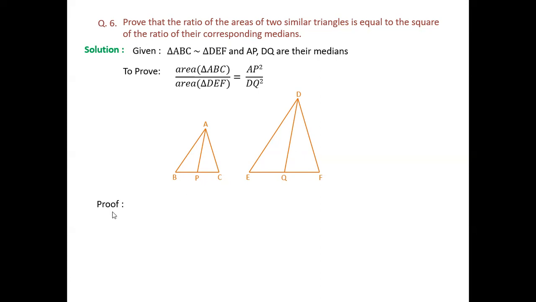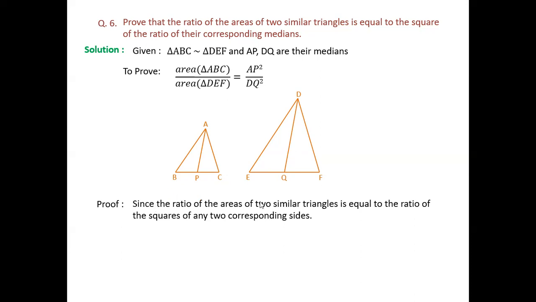Now the proof. Since the ratio of the areas of two similar triangles is equal to the ratio of the squares of the corresponding sides, we can write area of triangle ABC by area of triangle DEF is equal to AB square upon DE square. Let's number this as first. Now we consider this side triangle and this side triangle.